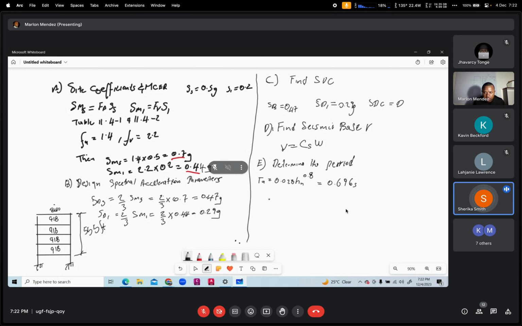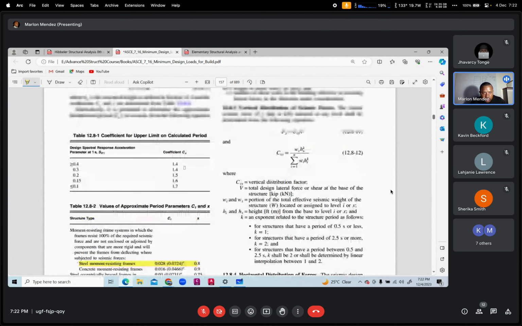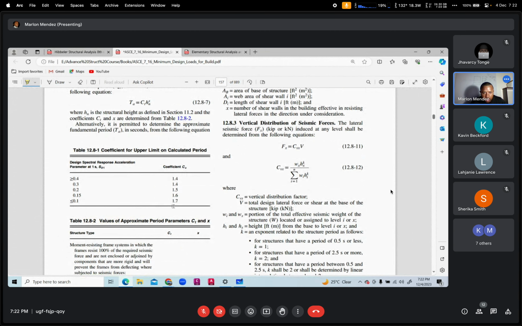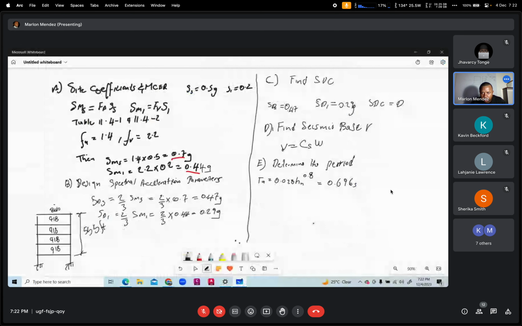Sir, wait, what is 0.02? What is that, sir? All right, let me go back to it. From this table, to deal with the fundamental period of a steel structure, which is a moment structure, right here. Oh, sir, I see it. 0.028. Okay, sir. All right, good. So this was the formula that it's plugged into. I think it's further defined. So that becomes that.